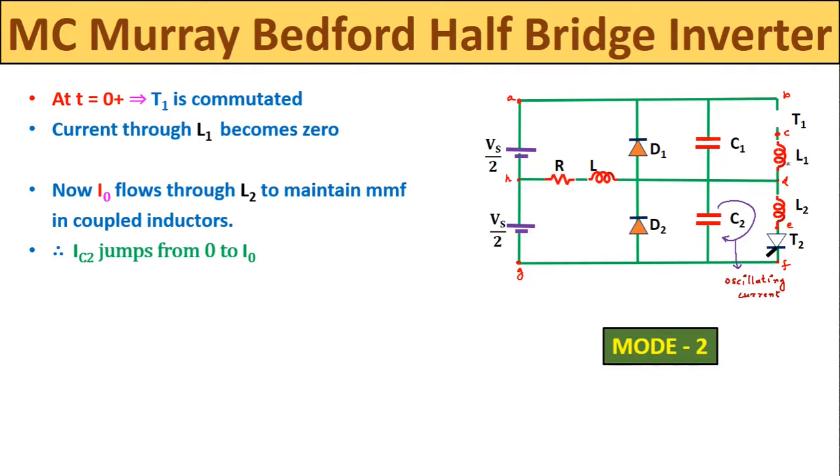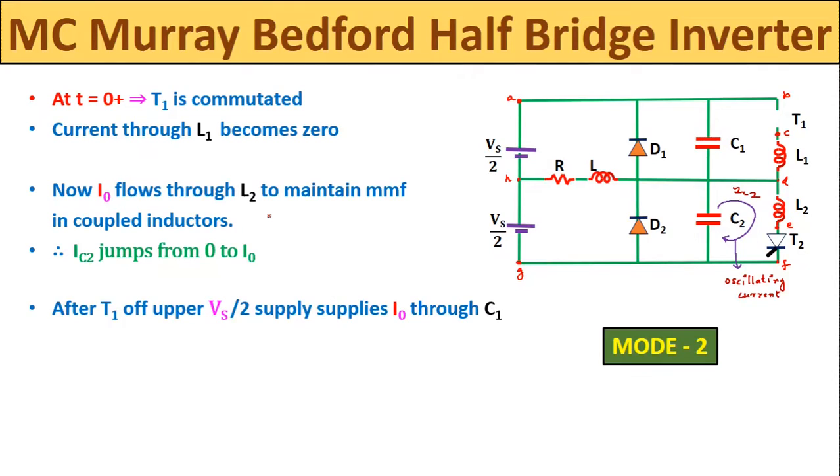As soon as this load current starts flowing through this L2 inductor, the capacitor discharging current, that is IC2 current, will jump from 0 to load current, that is I0. After this T1 thyristor goes into the off condition, the upper supply, that is Vs by 2, across this A and H terminals will supply the load current to this C1 capacitor, and this C1 capacitor will start charging. As the T2 thyristor goes into the on condition, this C2 capacitor, which was charged before with voltage equal to plus Vs, will now discharge through this L2 inductor and T2 thyristor.